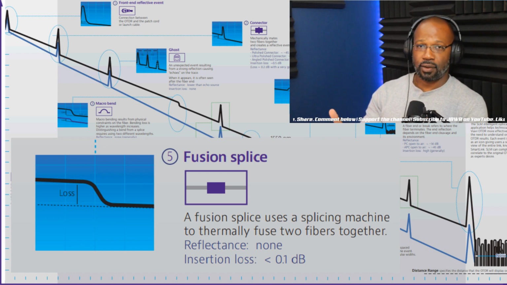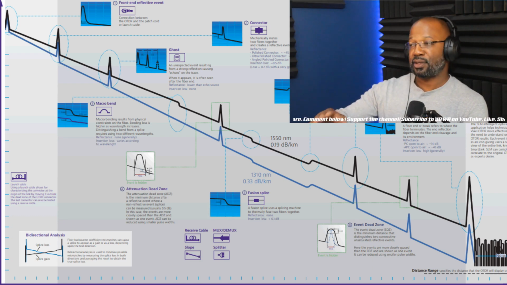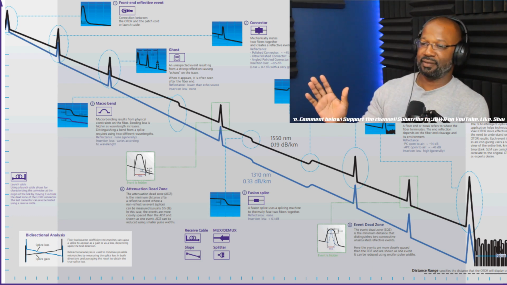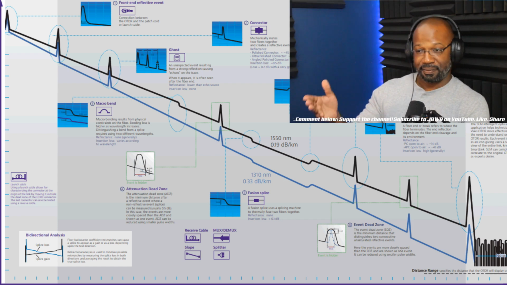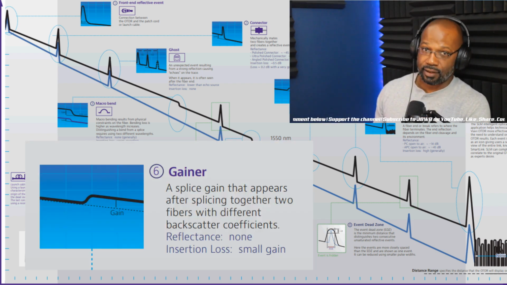If you ask me, this is a horrible splice. My splices are normally just straight across, man. You can run the whole trace and not even notice it. They're just that beautiful, man. Yeah, but then we also have gainers.